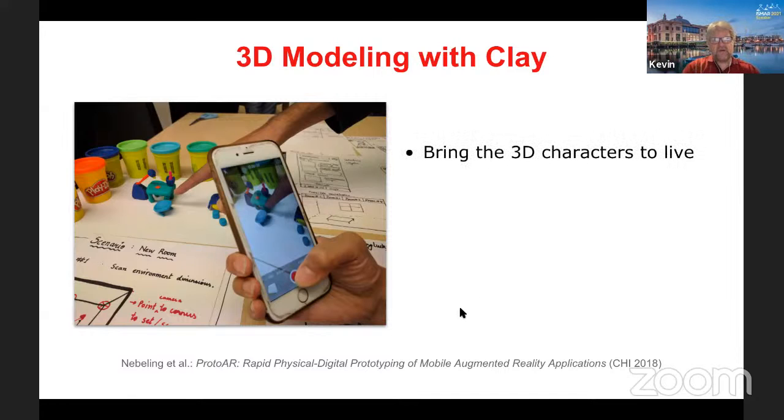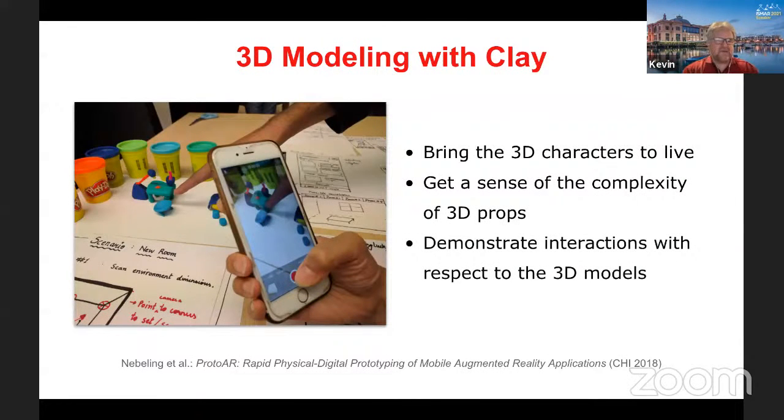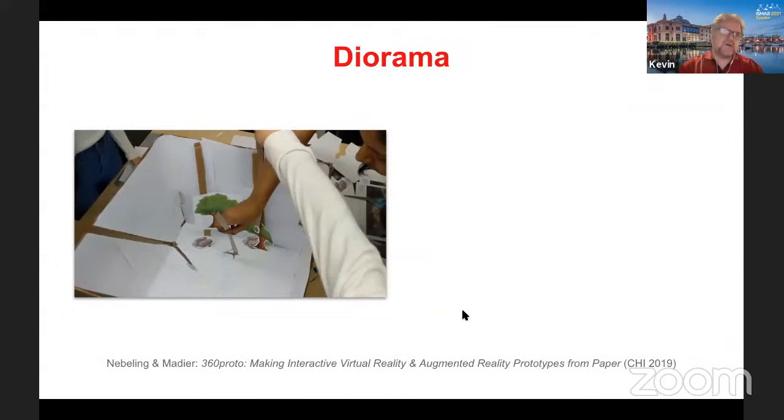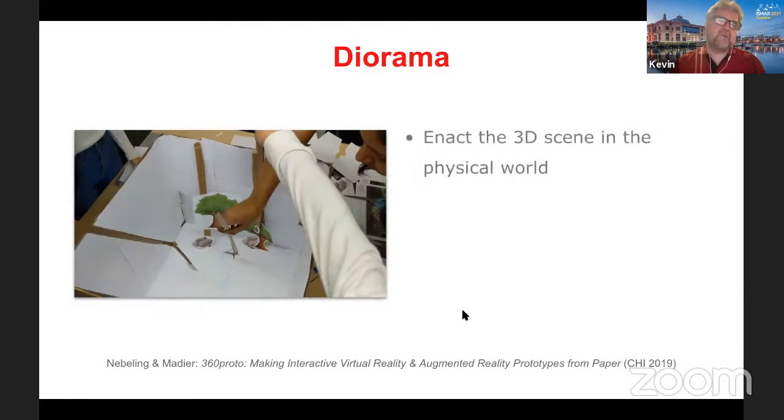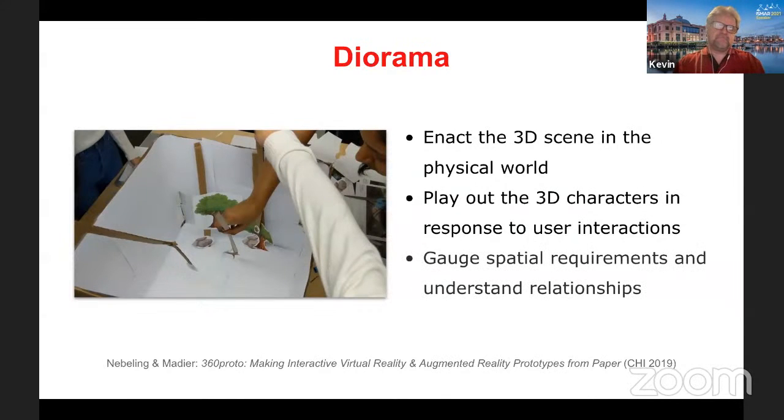This can be used to bring characters to life, to give a sense of complexity between the objects, and also information about the interactions and the spatial relationships. You can build this into, for example, a diorama, and this lets you create a 3D scene in the physical world, and you can explore playing out how characters would interact with that, and if there are any special relationships or requirements they may have.